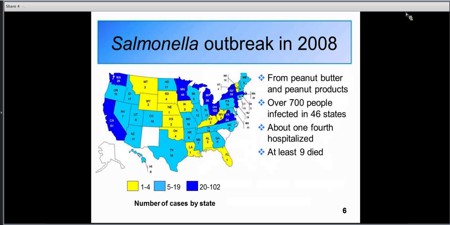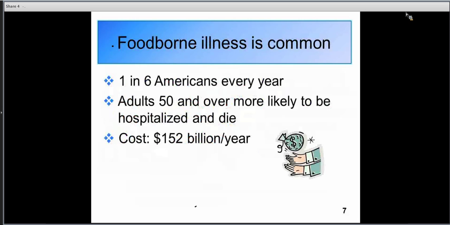In the U.S. in 2008, a Salmonella outbreak infected over 700 people in 46 states after they ate contaminated peanut butter or other peanut products. About 1/4 of infected people were hospitalized, and at least 9 died. Outbreaks like these usually make the news, but they only make up a small percent of the foodborne illness cases in the U.S. every year. Most foodborne illness cases are not part of a recognized outbreak.